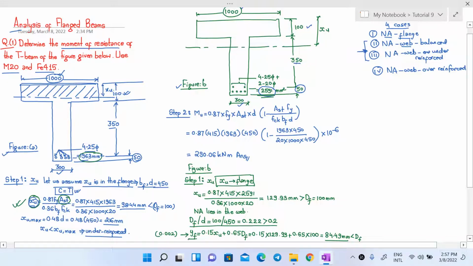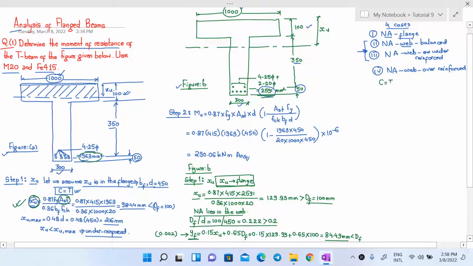Now you have to use this value of yf to get the actual value of xu here. Remember, the xu that we calculated earlier was based on the assumption that the neutral axis lies in the flange. But since we have found that the neutral axis does not lie in the flange, rather it lies in the web, we have to determine the actual value of xu. And to determine the actual value of xu, we first determined yf here.